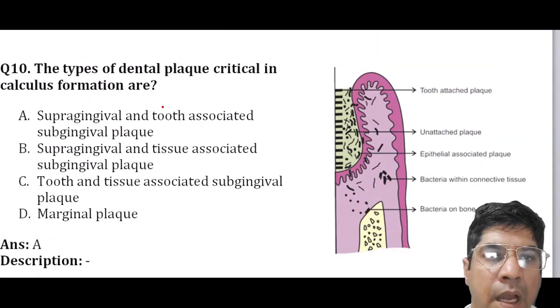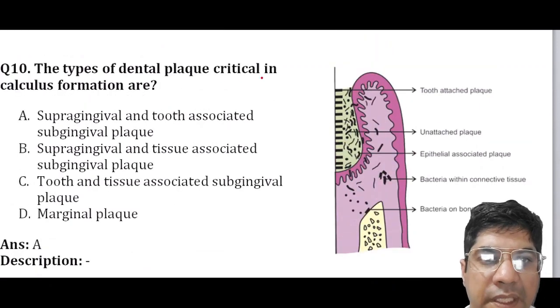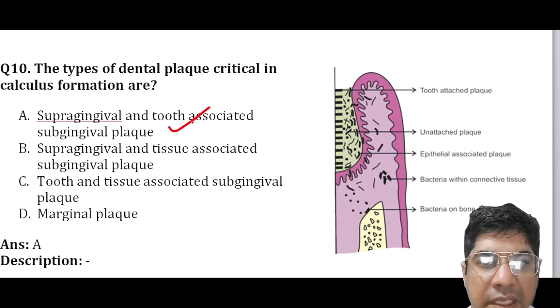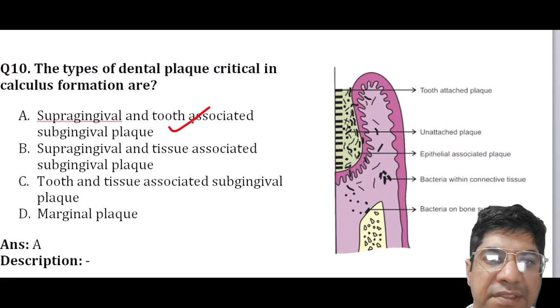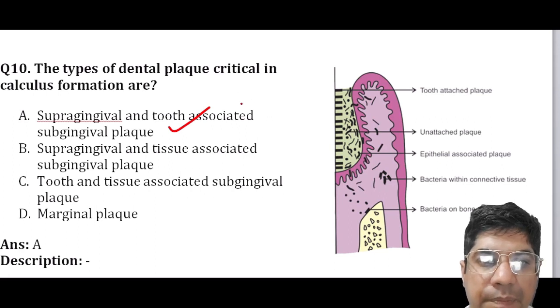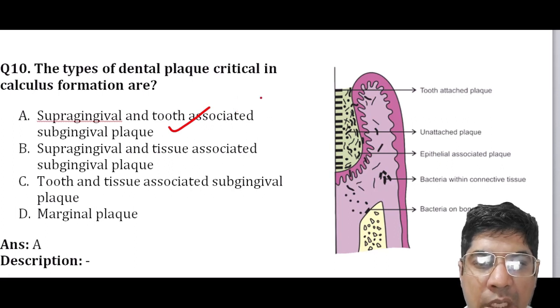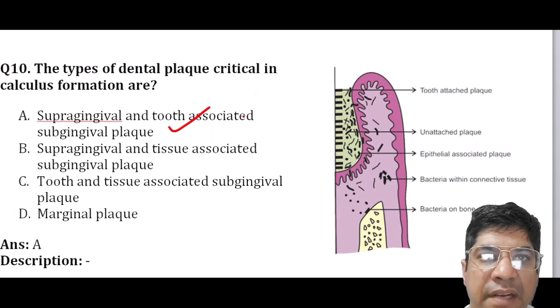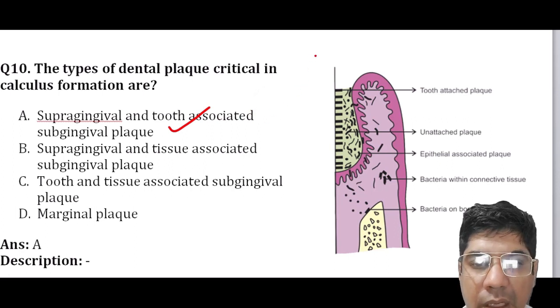The type of dental plaque that is critical in calculus formation is the supragingival and tooth associated subgingival plaque. The supragingival calculus is formed from plaque above the gum line. It can directly mineralize into calculus, where the mineral source is saliva, such as calcium and phosphate. The tooth associated subgingival plaque is formed below the gum line. It can also undergo mineralization and contribute to calculus formation. The source here would be GCF.